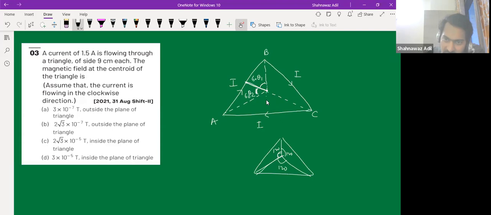So this again would be how much? This would be 60, this would be 60, right? Because this angle is 30, this angle is 30, this is 90, so this would be 60, 60. Again, this angle would be 60, this angle would be 60. And we have to figure out what this distance is. So how can we figure out this distance?